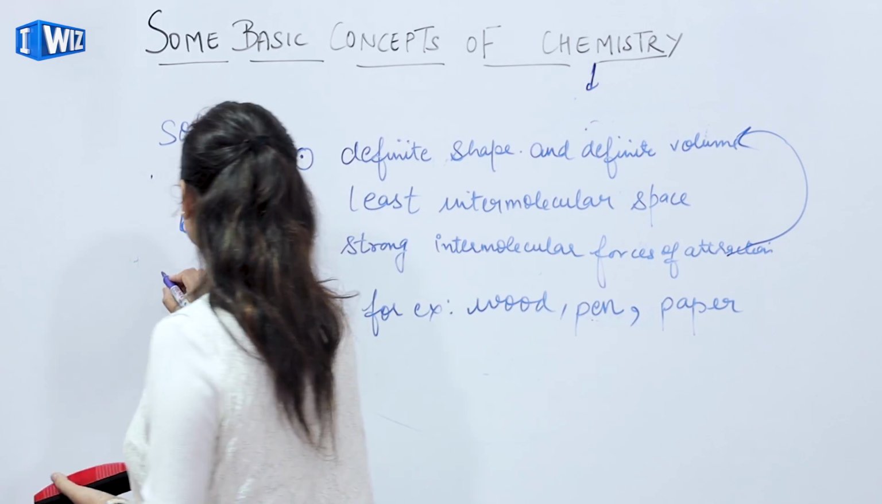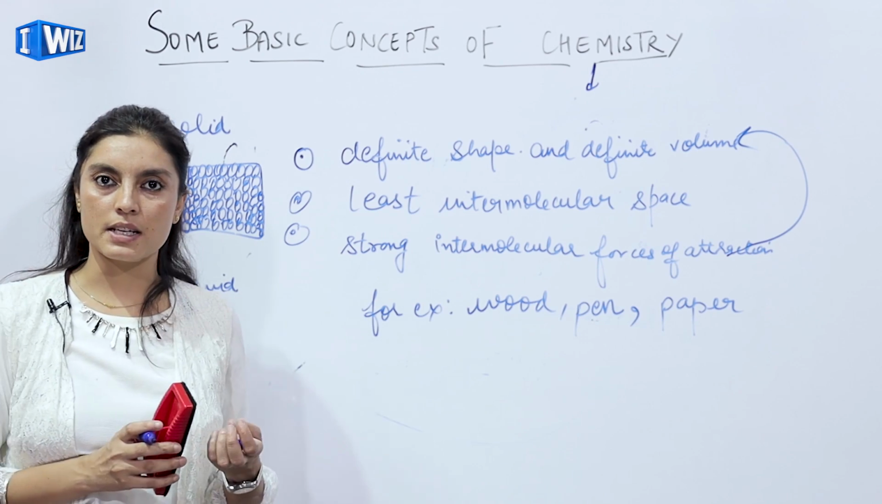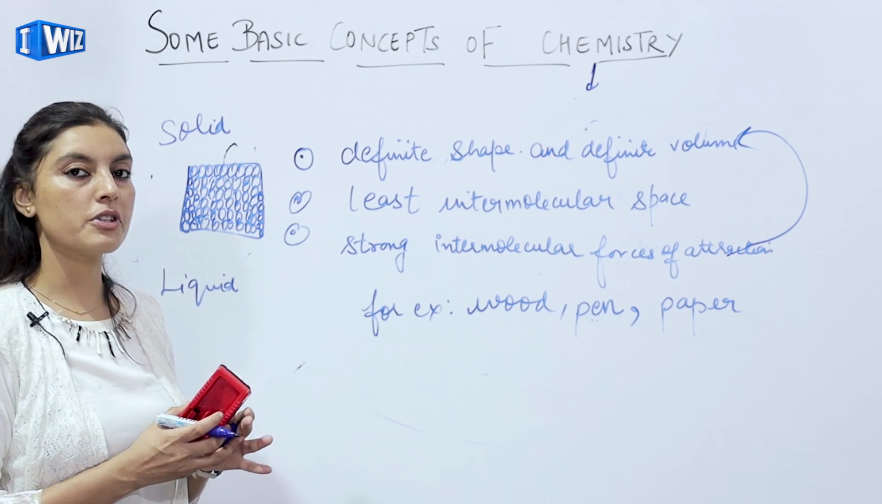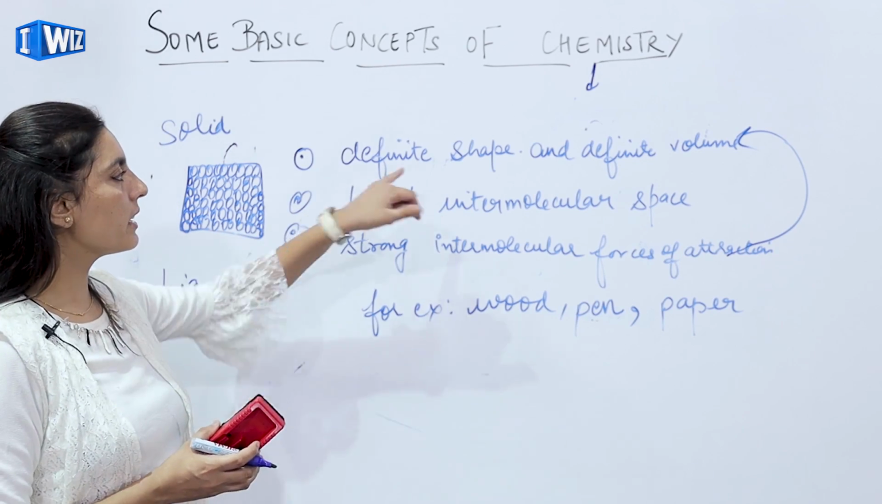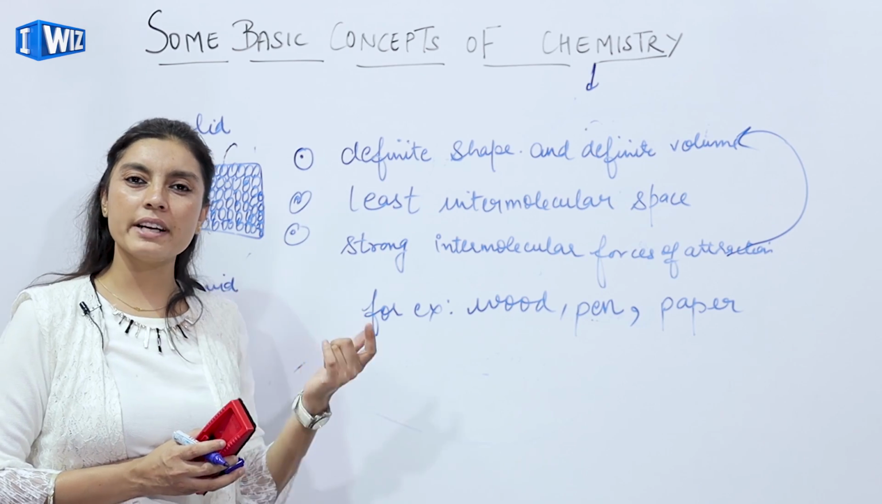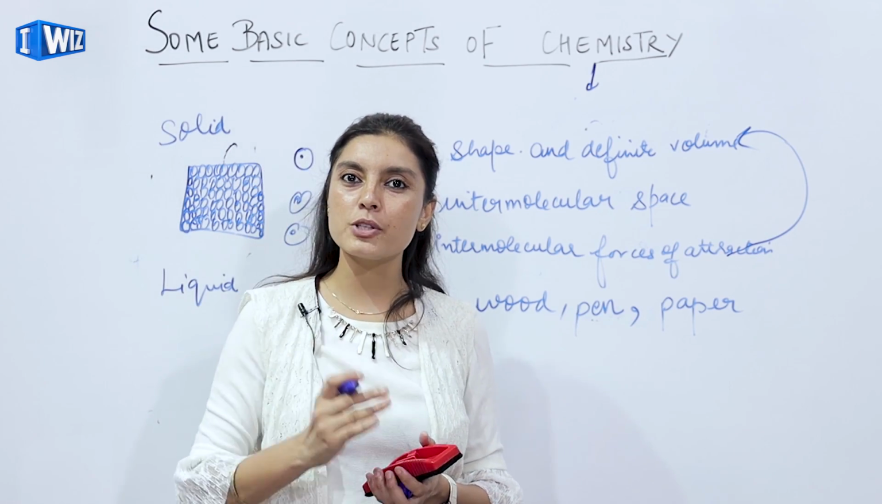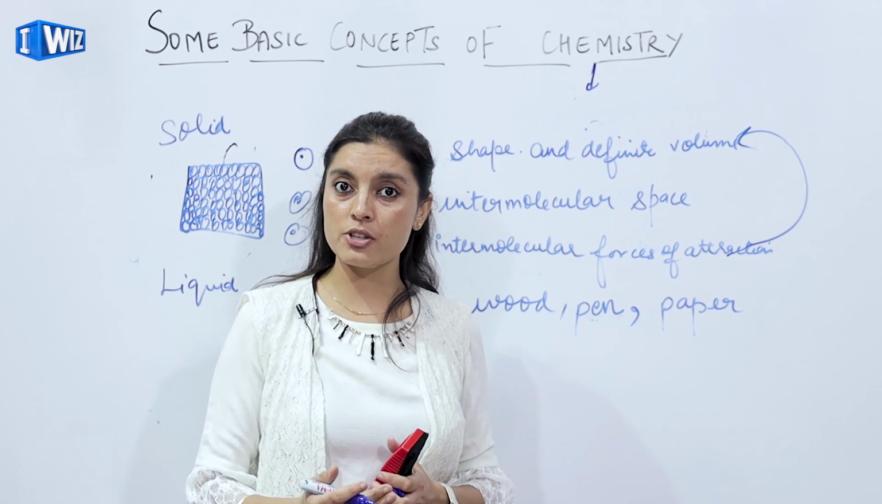Moving ahead to the liquid. Now, liquid is any substance, any matter which is not having a definite shape, but it's having a definite volume. Now, if we talk about water, do you think that it is having a particular shape? Is it having a definite shape?